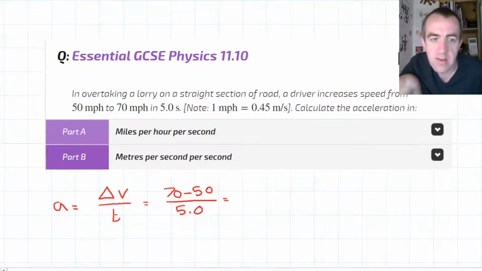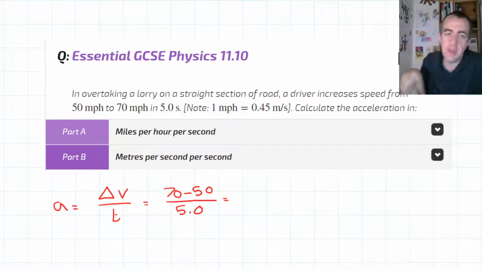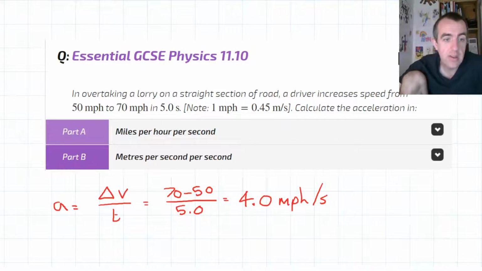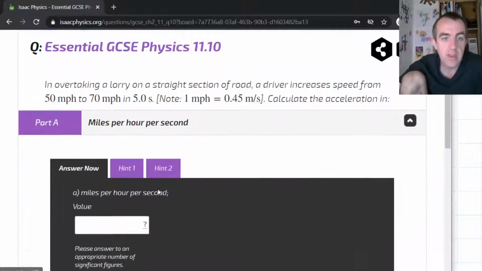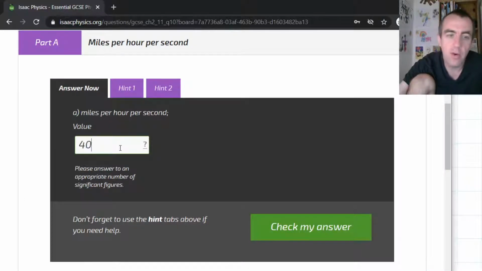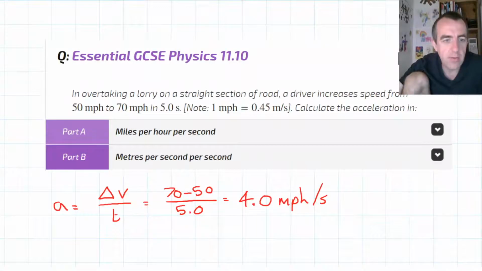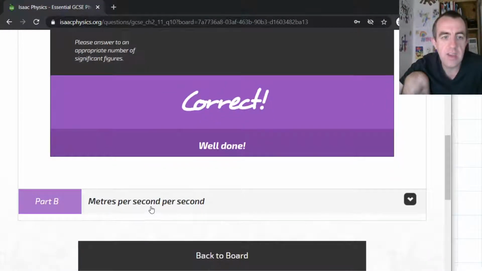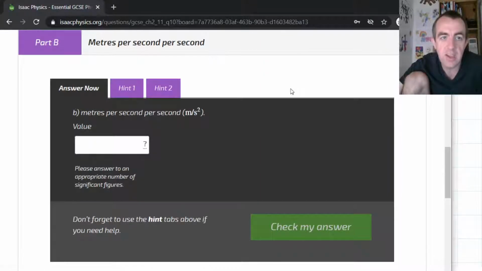So that's 20 divided by 5. Don't need a calculator for that. That's 4.0 miles per hour, a rather non-standard unit, per second. And that's a unit of acceleration. Miles per hour per second. So if we go on to here, miles per hour per second, 4.0. How many significant figures shall we have? I can't type today. 2 significant figures. Always check your significant figures, and that's fine. Then it says meters per second per second.